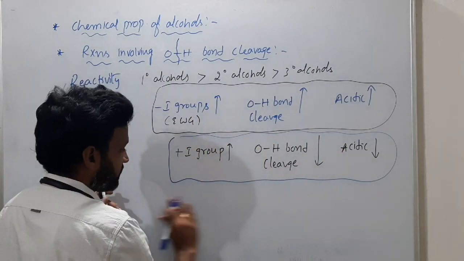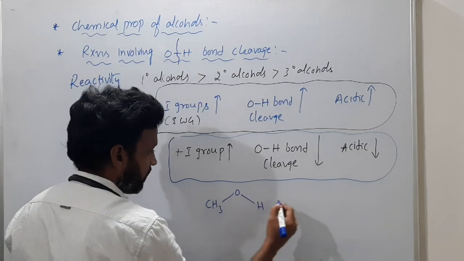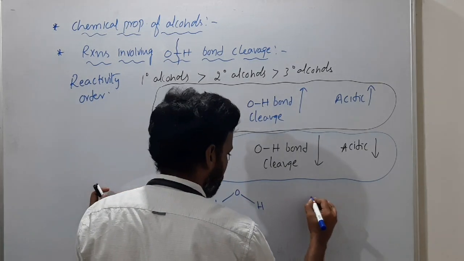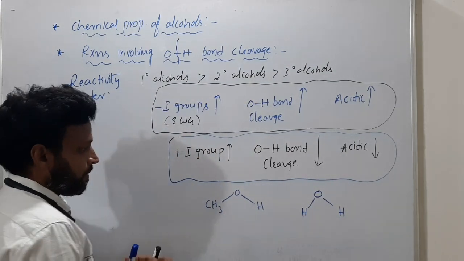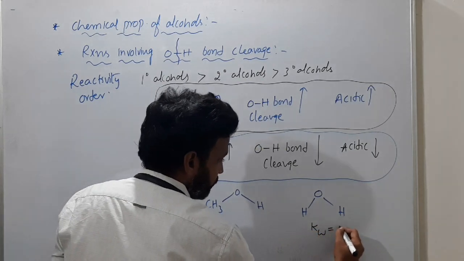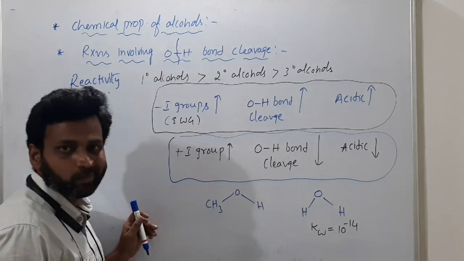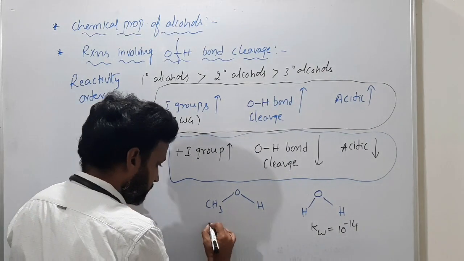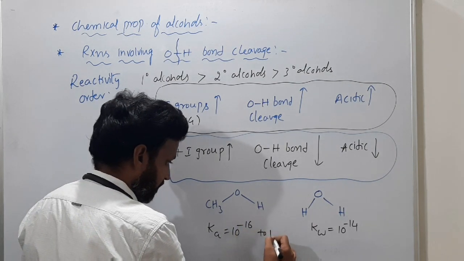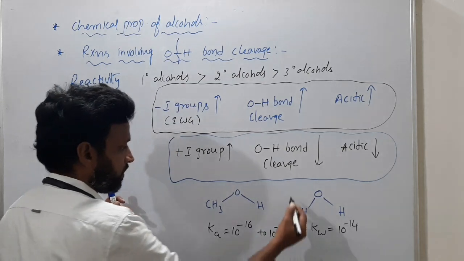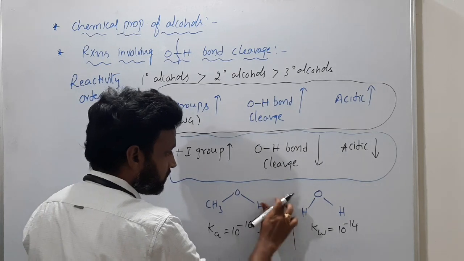Next, see this CH3OH, and water, if you compare H and H. The Kw value of water is 10 power minus 14. Do you remember this? 1 into 10 power minus 14. But here the K value is 10 power minus 16 to 10 power minus 18 actually. That means water has more Kw, that means water is more acidic.